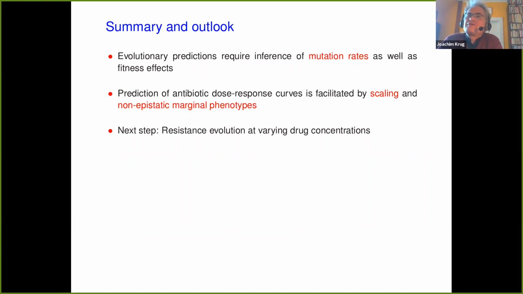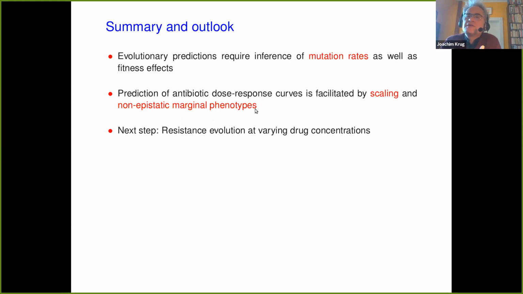Just a couple of very general conclusions. In the first part, one thing I found important is that if you really want to do evolutionary predictions, you need to know something about mutation rates. Generally, these are much more difficult to infer than fitness effects, and also to measure experimentally. In the second example, I showed you that we have a simple structure due to the scaling property and the non-epistatic marginal phenotype.